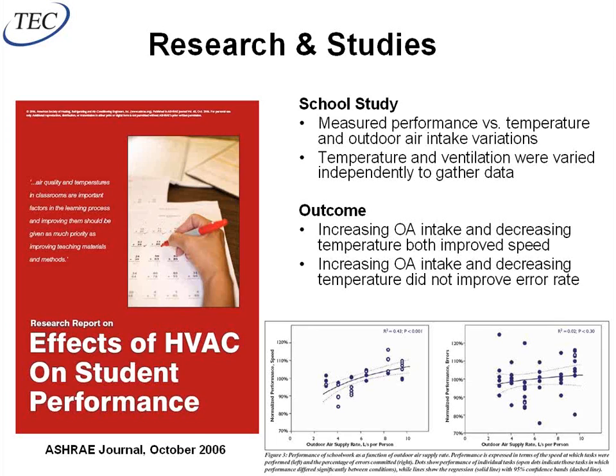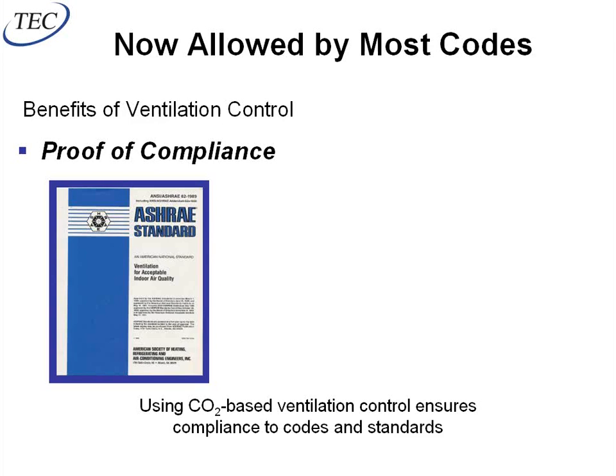Increasing outside air intake level and decreasing temperature improve the speed of the students. Increasing outside air temperature and increasing temperature did not improve the error rate. So if temperature is lower and outside air ventilation is higher, students are faster and have fewer errors.